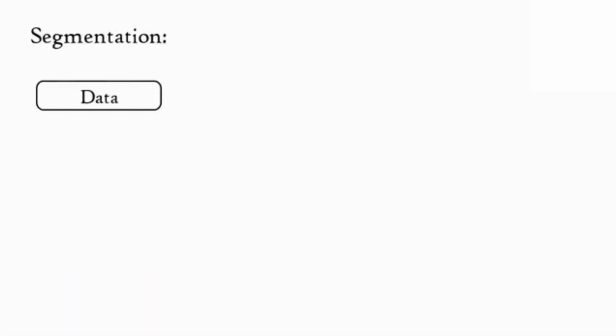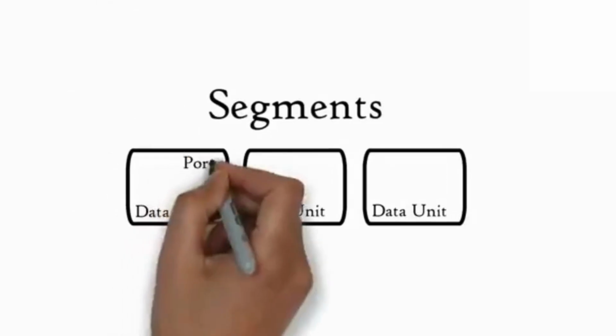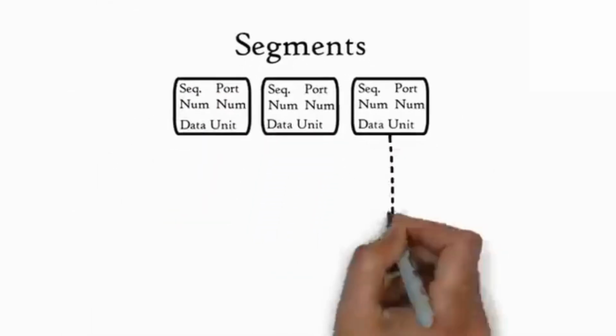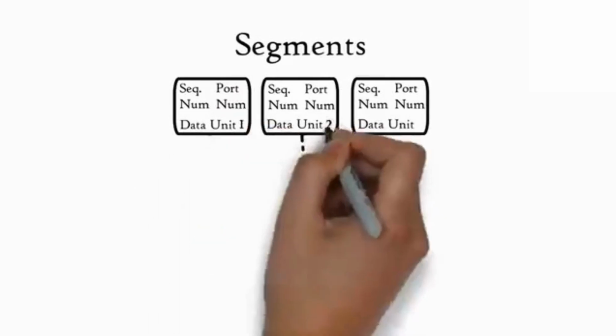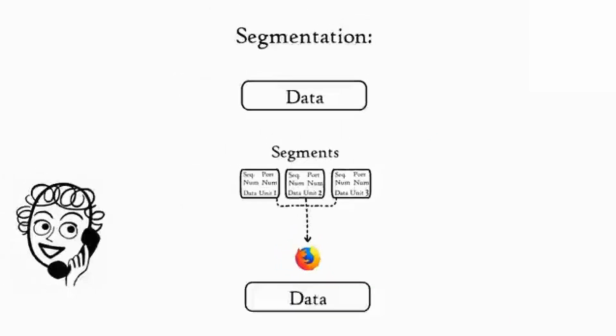In segmentation, data received from the session layer is divided into small data units called segments. Each segment contains a source and destination port number and a sequence number. The port number helps to direct each segment to the correct application, and the sequence number helps to reassemble segments in the correct order to form the correct message at the receiver.